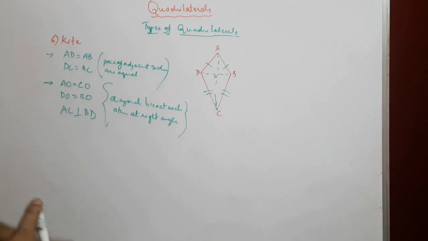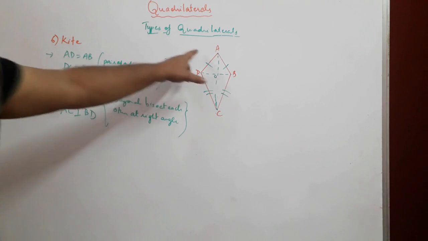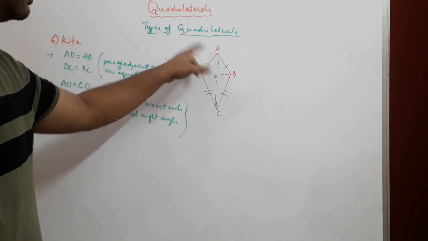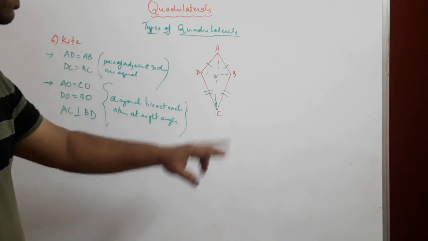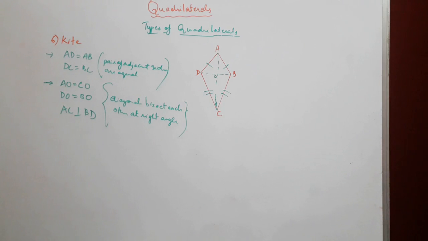Okay, so if the sides of a kite become equal to each other, then it will get converted into a rhombus. Otherwise it is like how a kite looks, that is only the above two sides are equal to each other and the below two sides are equal to each other, whereas the diagonals bisect each other at right angles. Okay, so these are the six main types of quadrilaterals that we have learned.